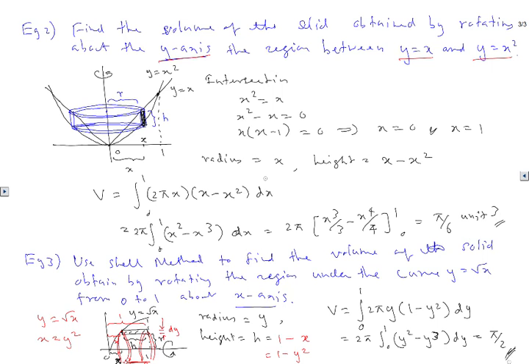I hope this is clear, but be careful here. The height is now along the x direction. Height is horizontal, radius is vertical now. So the height h is 1 minus x. Okay, let's do one more example. It's the last example of this type.